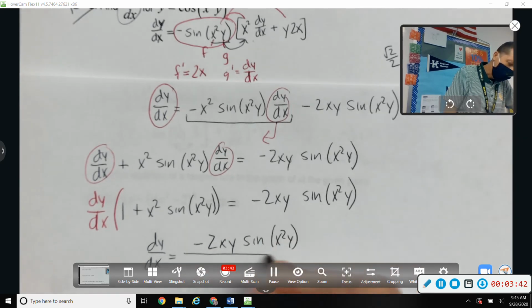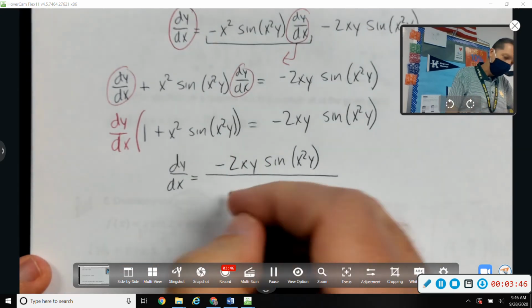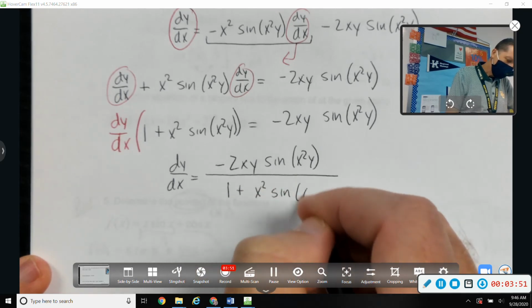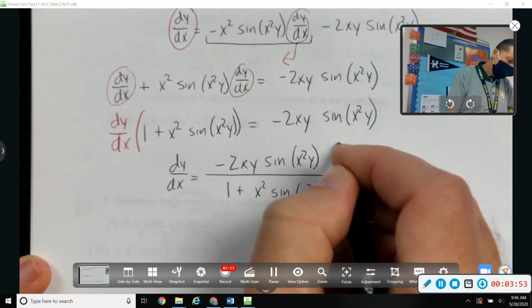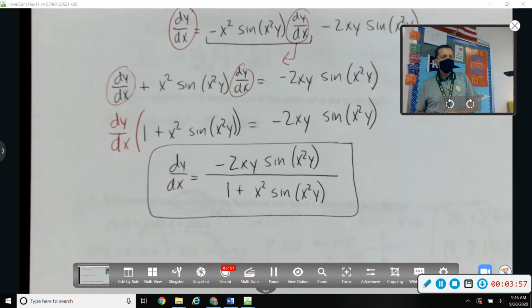So now I'm going to divide by all of this stuff that was left over when I factored out the dy dx. What a yucky problem.